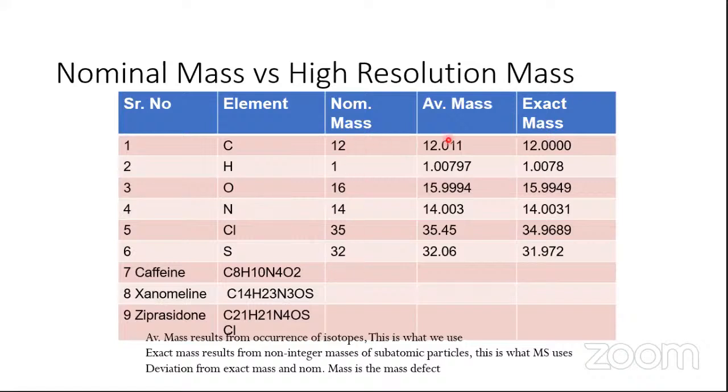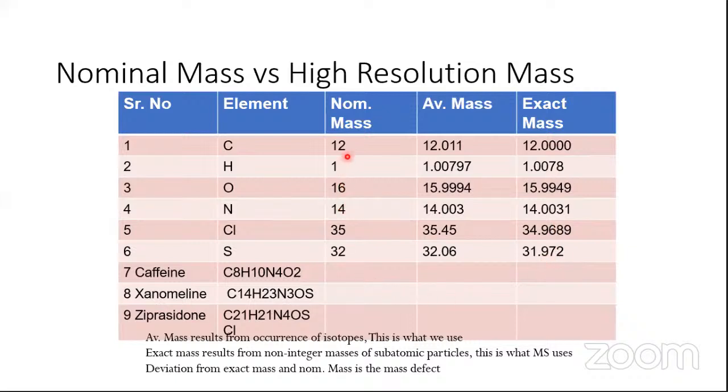In case of exact mass, for carbon, we always assume it is 12.0000. Carbon 12 is always considered to be 12.0000, while for all the others, we assign their atomic weights on the basis of comparison with carbon 12. So hydrogen is 1.0078, oxygen is 15.9949, nitrogen is 14 point something, like that. So we know these are the exact masses.